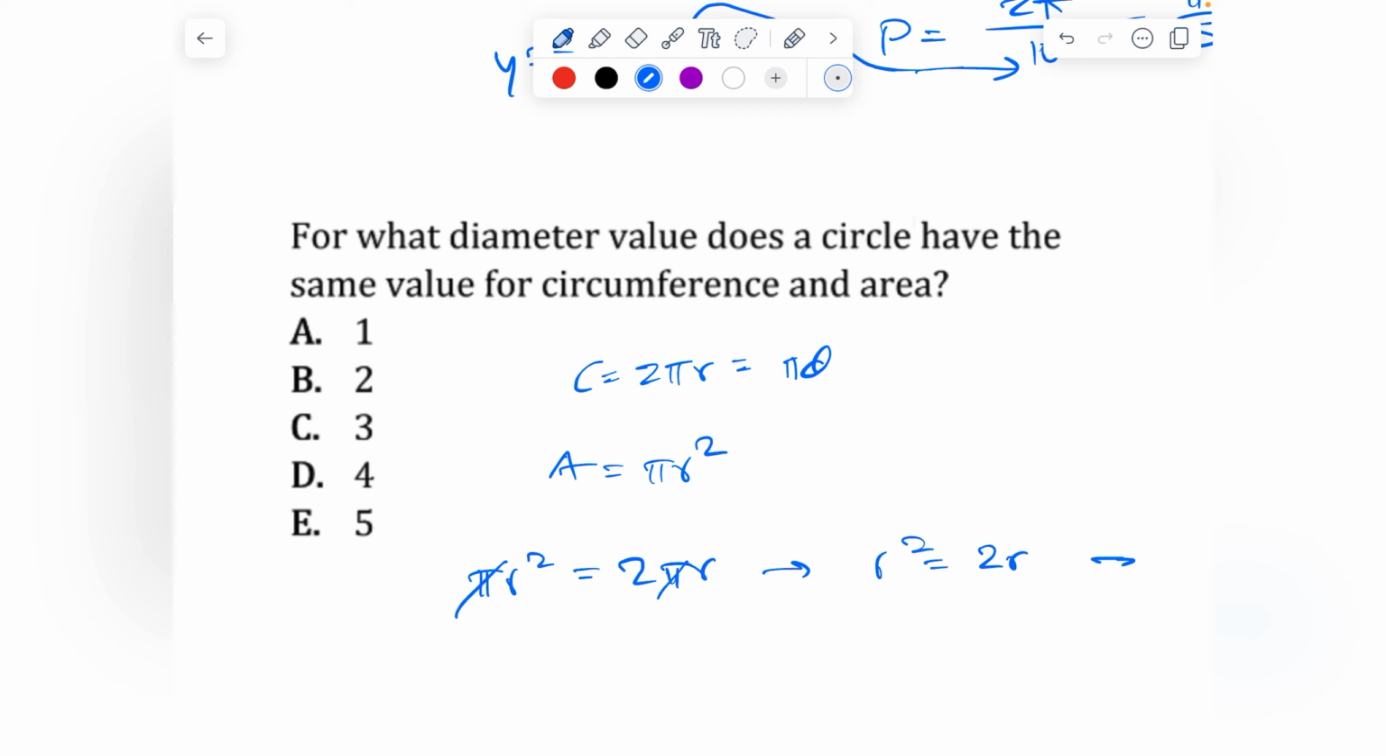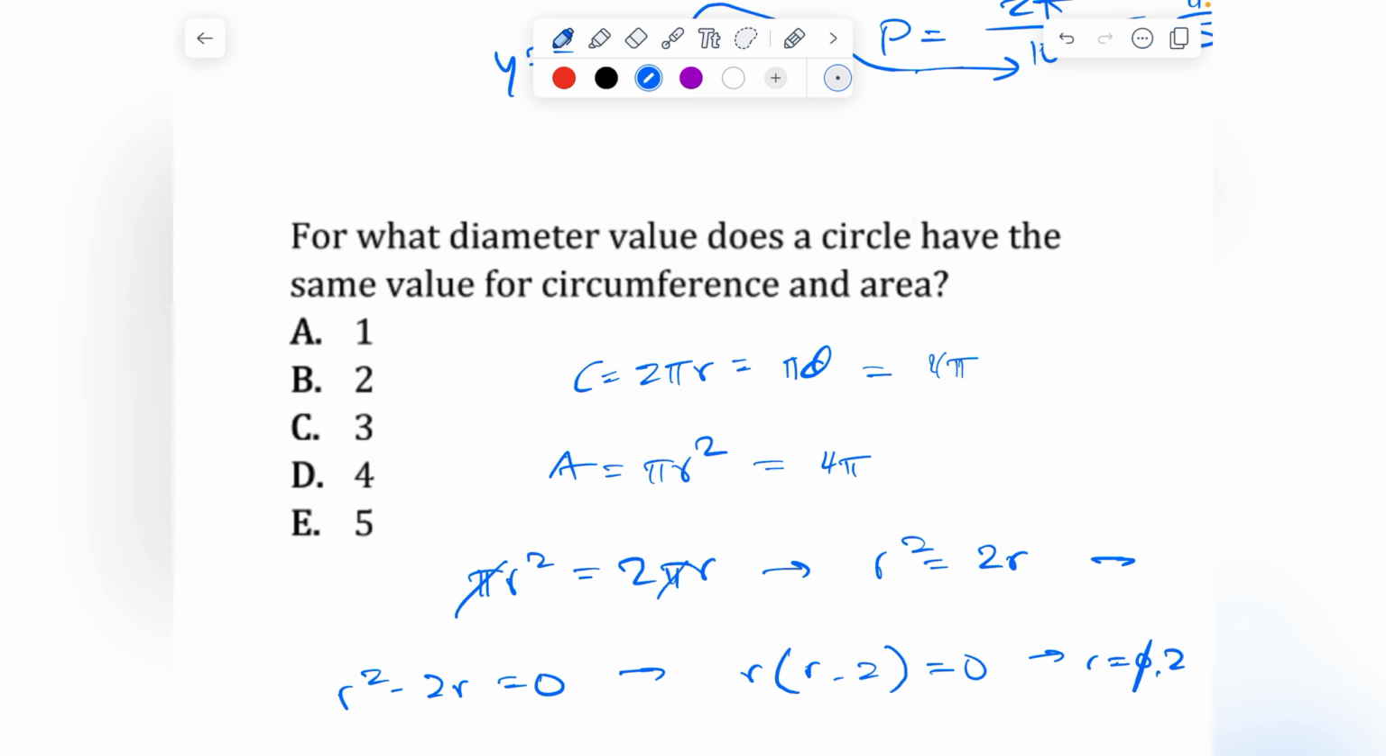And let's just bring that 2r over. So r squared minus 2r is equal to 0. Factor out the r: r times (r minus 2) is equal to 0. So I end up with r is equal to 0 or 2, right? So for radius of 0 or 2, obviously a circle of radius 0 doesn't make sense. So for a radius of 2, you end up with the same circumference and area, which would be 4 pi.